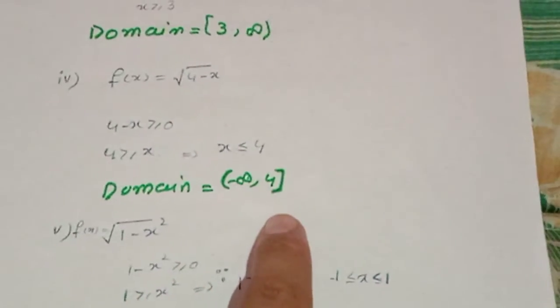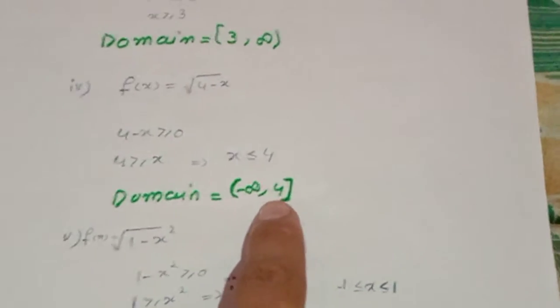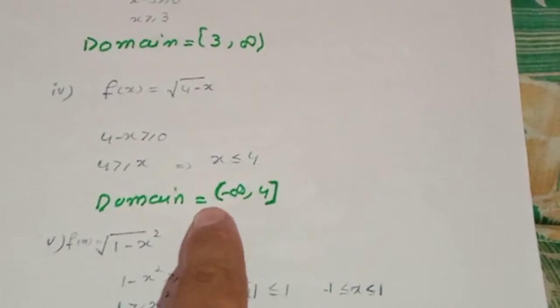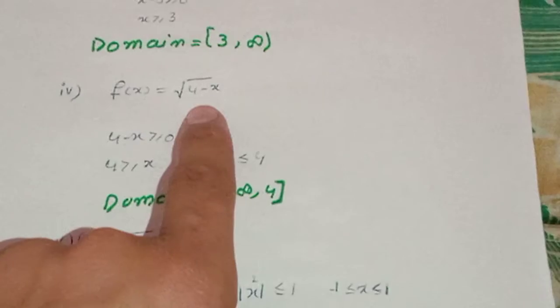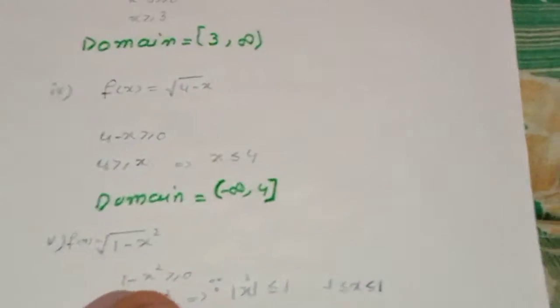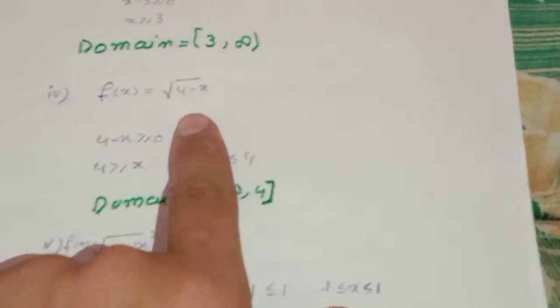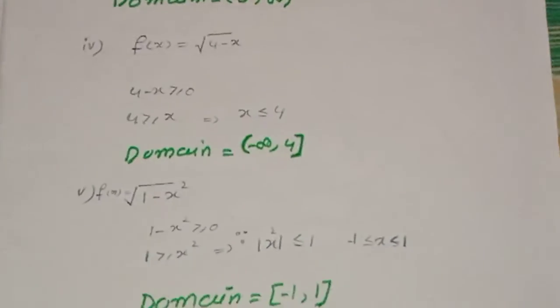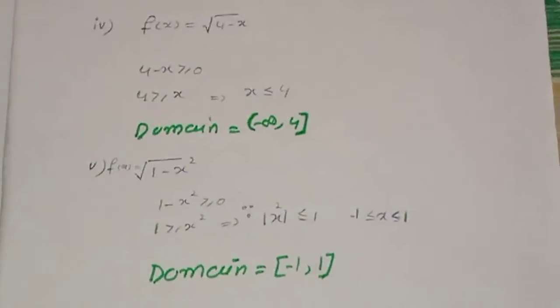It means that all the values which are less than or equal to 4, so from minus infinity up to 4. If we put 4 here, it will give us 0, and if we put a value less than 4, it will give us a positive value. So we can put all those values which are less than or equal to 4.